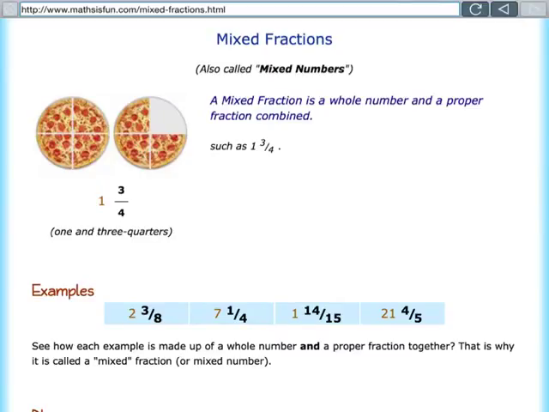For mixed fractions, we're going back to our friend mathisfun.com. A mixed fraction is a whole number and a proper fraction combined. So, for example, you could see here 1 3/4. You have 1 whole pizza, you have 3/4 of another pizza. Examples would be 2 3/8, 7 1/4, 1 14/15, 21 4/5. You'll notice that each one is made up of a whole number and a proper fraction together, and that's why it's called a mixed fraction or a mixed number.